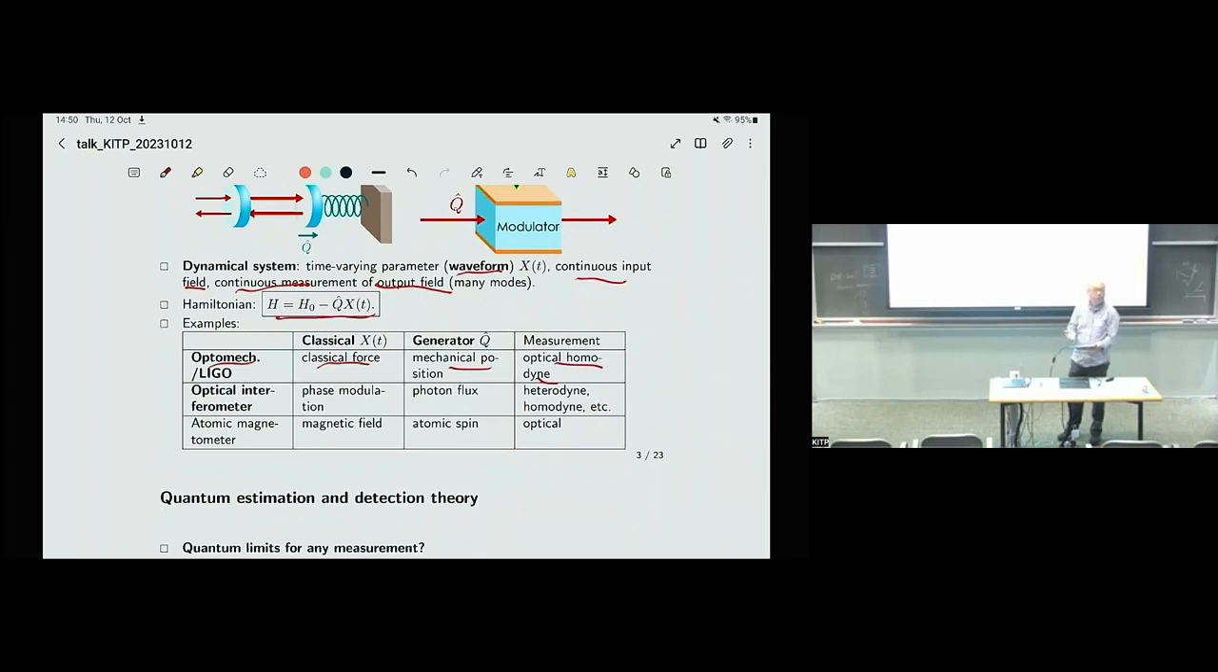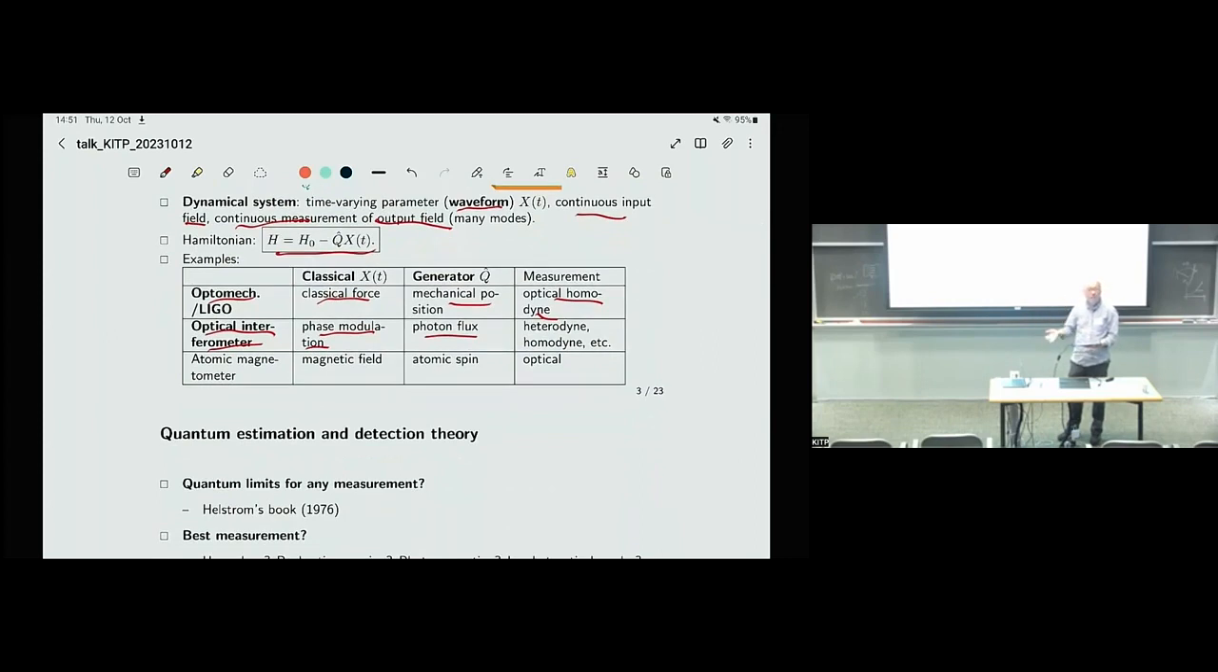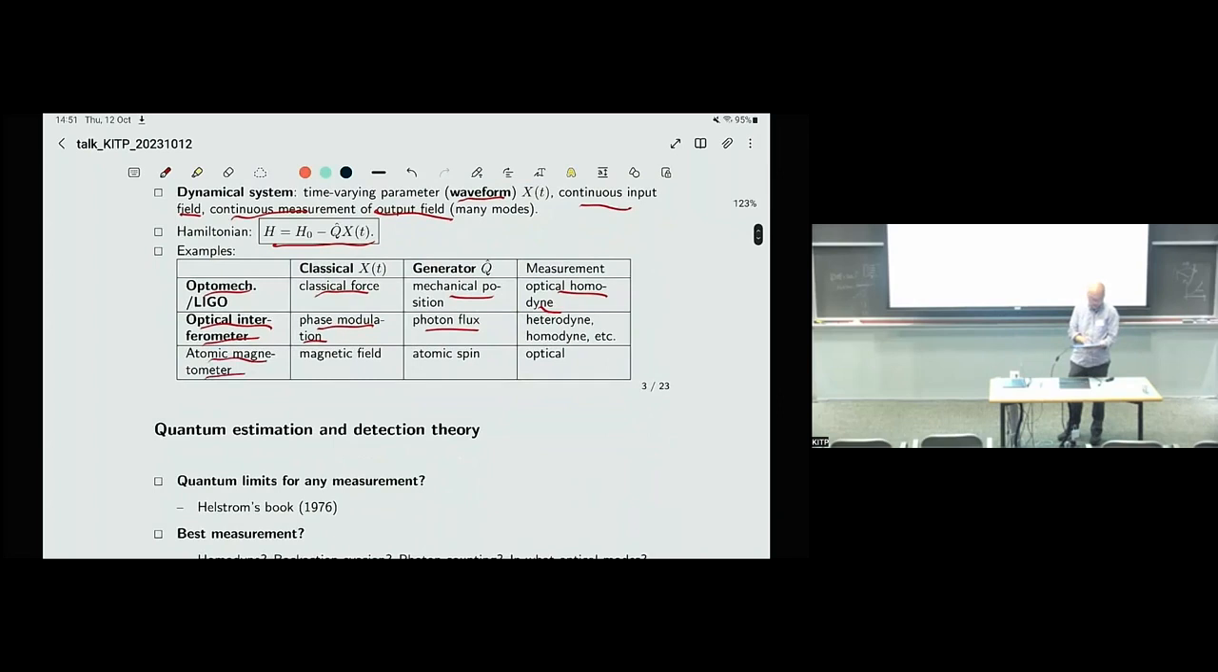Another example I'm going to talk about is optical phase estimation or optical interferometers in general. Then you're just focusing on the optics, you forget about the mechanics, and there's a phase modulation on some continuous optical beam. The generator is the photon flux operator, and then you do heterodyne, homodyne, etc. You can also think about applying the theory I'm going to talk about to atomic systems. Then you have a stochastic or time-varying magnetic field, you have the atomic spin operator, and then you still do optical measurements. But this is a topic I'm not going to talk about at all, because I'm not familiar with it. I'm just going to focus on these two.